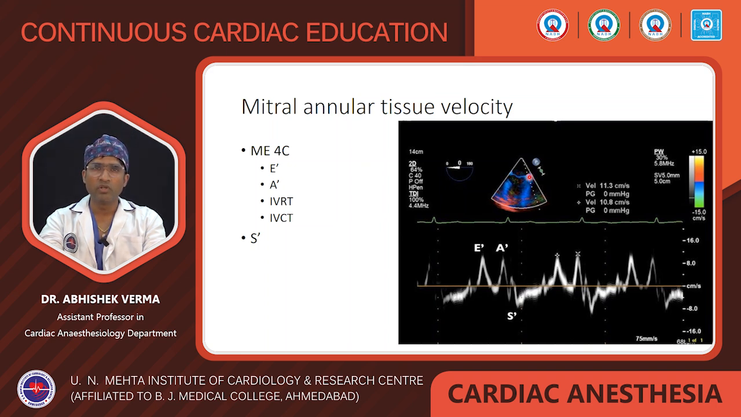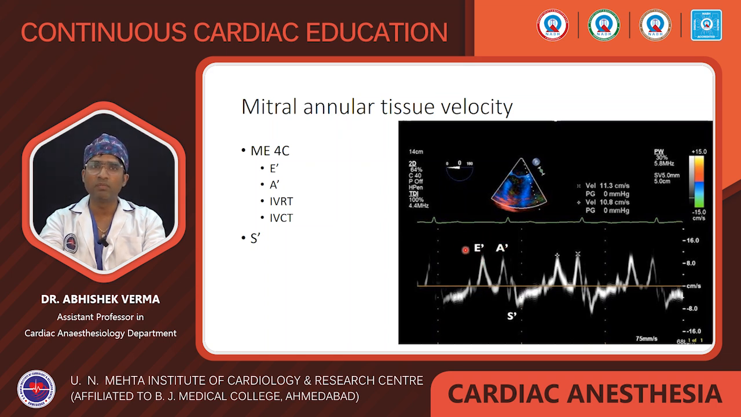What happens during the systole? It will go down, and in the diastole it will go up. So during the systole it goes down, and this creates the S wave, the systolic wave. In the diastole, it goes toward the probe above the baseline, and we will see the E prime and the A prime.